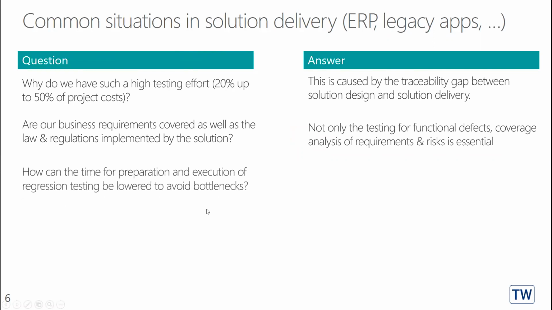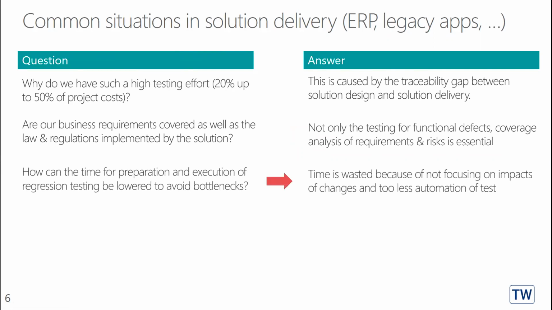And how can we save time in preparation and execution, especially in regression testing, if we have change requests and we have to do the loop again and again to avoid timely bottlenecks in the project? Here, mainly time is wasted because the projects are not really focusing on the impacts of change and are testing too much, and there is too little automation of tests.